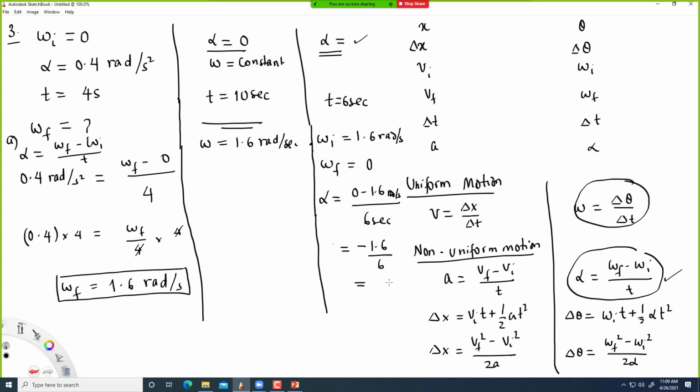So that will be negative 0.267, or negative 0.27 radian per second squared. Okay, so that's the deceleration.